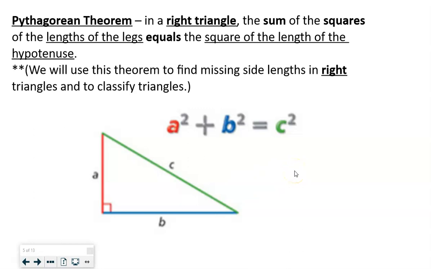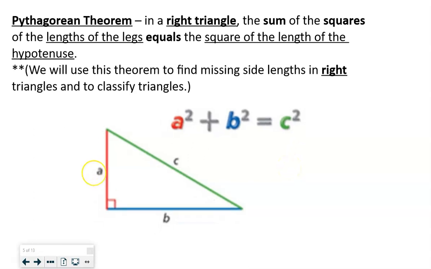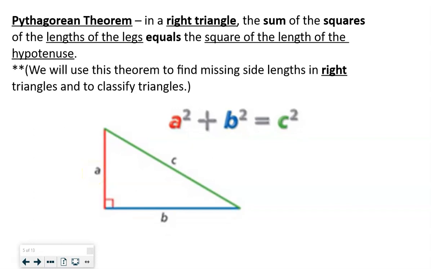So the Pythagorean theorem applies in a right triangle. This only applies in a right triangle. The sum of the squares of the lengths of the legs, so we've got our legs here, side A and side B, equals the square of the length of the hypotenuse. And remember, the hypotenuse is always opposite the right angle. So we will use this theorem to find the missing side lengths in a right triangle and classify triangles.